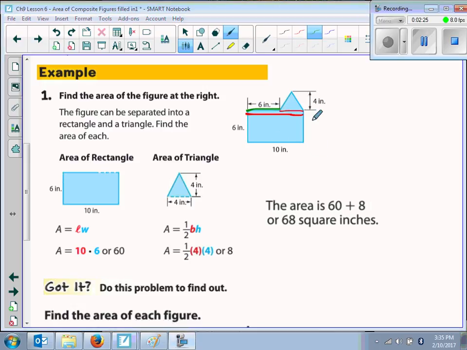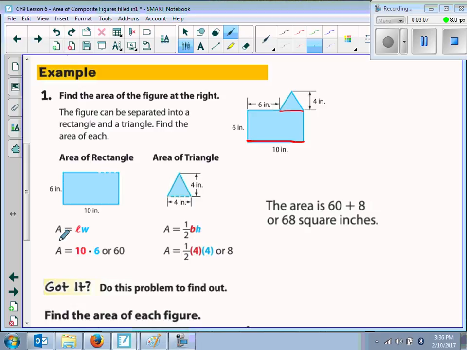So how can I figure out what that base is? To get this base, we're going to take that 10. We know it's 10 because it's the base of the rectangle. And then up here, part of the top of the rectangle is 6, but we only want the piece that includes the triangle. So we have 10 minus 6, and that gives me 4 inches. Very good. So once we know all of our dimensions, then we can write our formula, substitute, and simplify to find the area of each one of the figures. So here's the area of the rectangle, and here we have the area of the triangle.